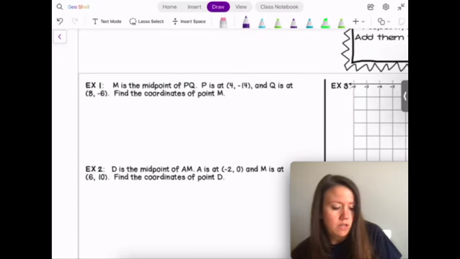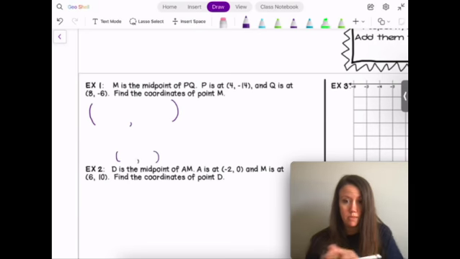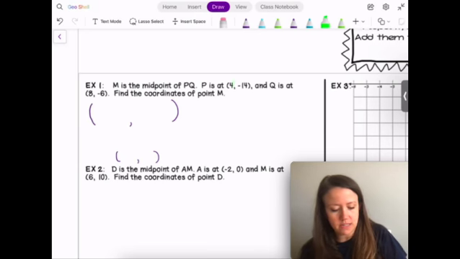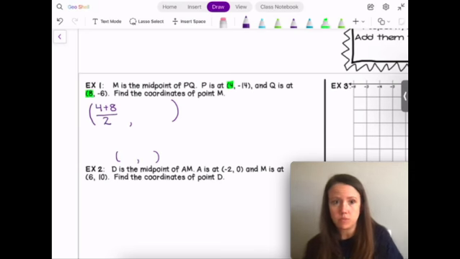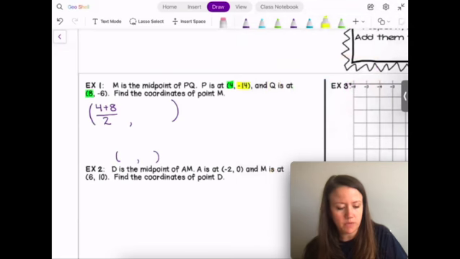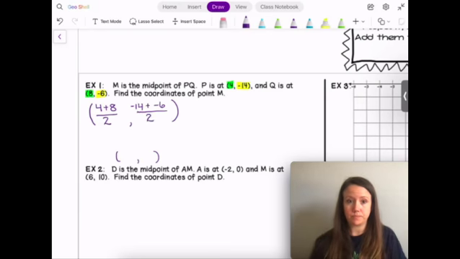So we have X values, we have Y values. Our final answer, if we do this right, is just going to be some number, comma, some number as an XY point. Okay, so I'm going to add the X's together. So 4 plus 8, and then divide it by 2. So midpoint, midpoint, what do? Add them together and divide by 2. All right, and then we're going to take the Y values and do the same thing. So -14 plus -6 and divide them by 2.